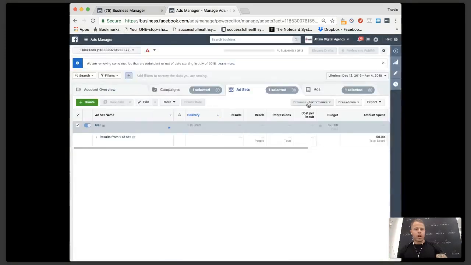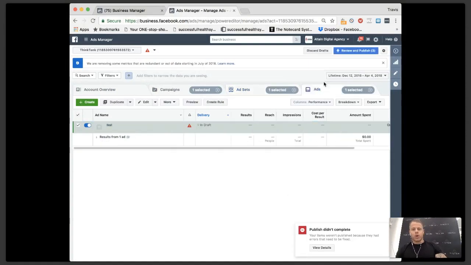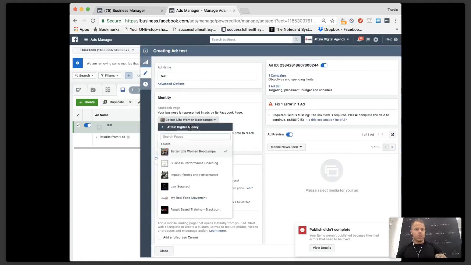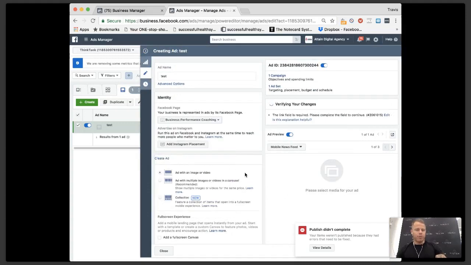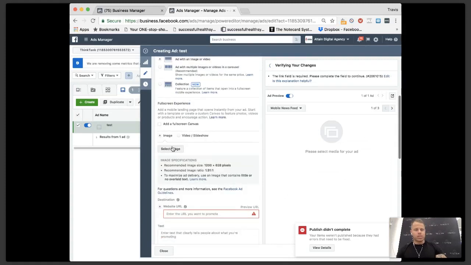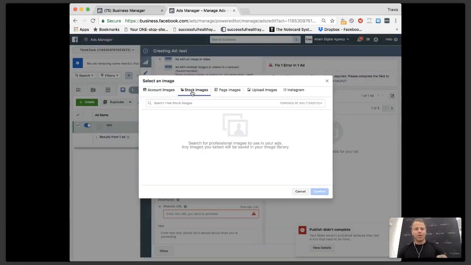So I'm going to publish draft items, and I'm going to create my ad. So I go to the ad section. This is where I create my creative. I'm going to choose my business I'm going to market off. Okay, so I choose that. I go just an ad with an image. I'm going to select an image. I'm going to use a stock image. I'm going to use a personal trainer.